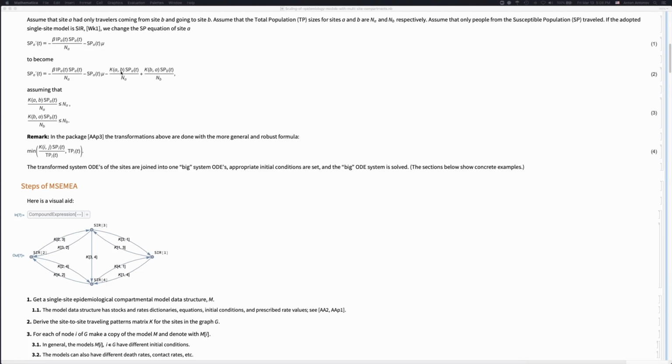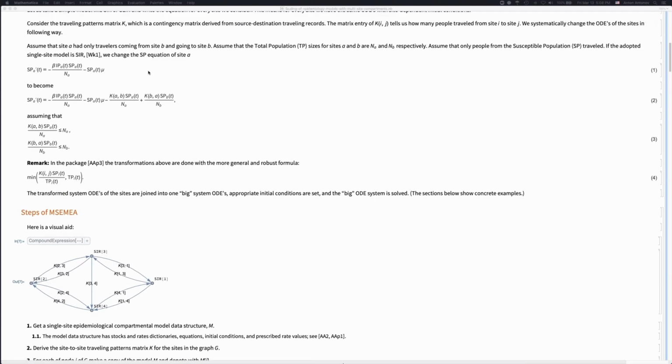This K_AB tells me how many people traveled from site A to site B, and K_BA tells me how many people traveled from site B to A. I chose the letter K because this is more or less a contingency matrix derived from the source destination pairs, or source destination traveling records. So you can see that this is basically the same as a death term, and this is the same as a birth term.